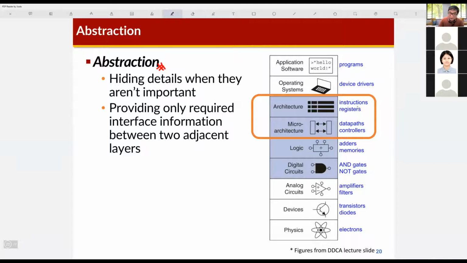As I explained, abstraction means hiding details when they aren't important. You don't need to know the detail of the lower layer because it is very complicated and also very difficult. You don't need to know. And then provide only the required interface information between two adjacent layers. So what does that mean? In computer systems, there are many layers, and this figure shows the layers of computer systems.